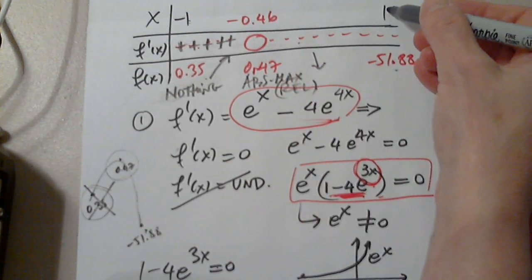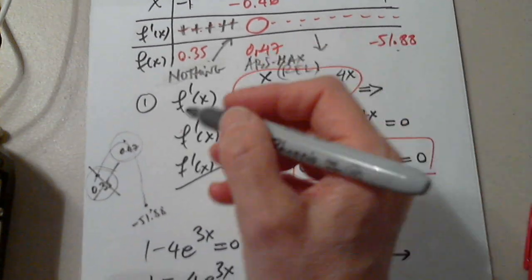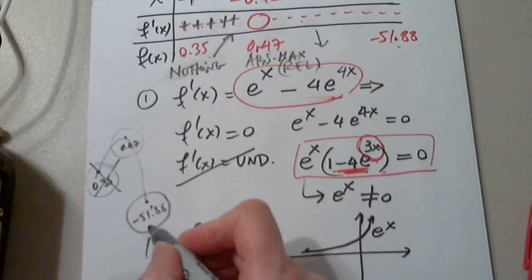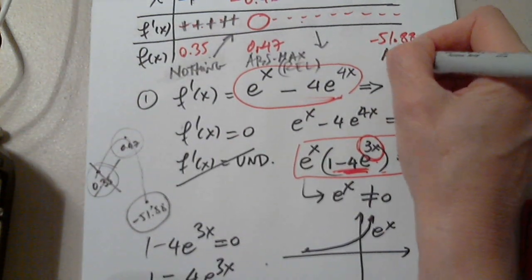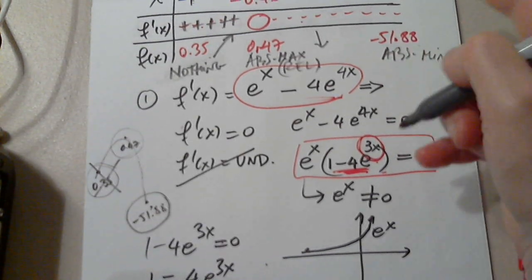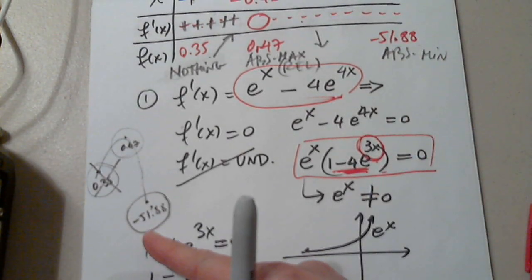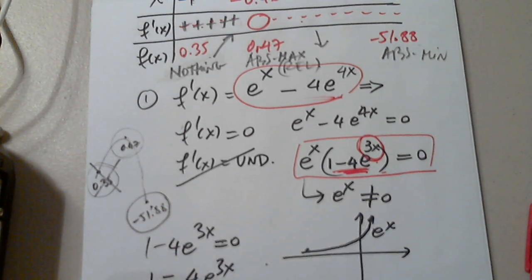Perfect. What about this point? 1 comma negative 51.88. Absolute min? Yes. Is it a relative min? No. No, because it's at the end point of the interval.